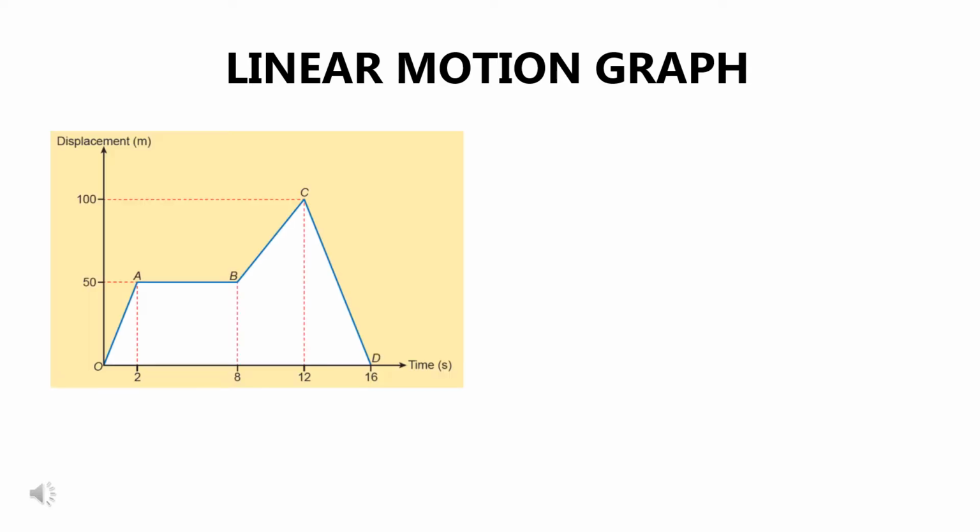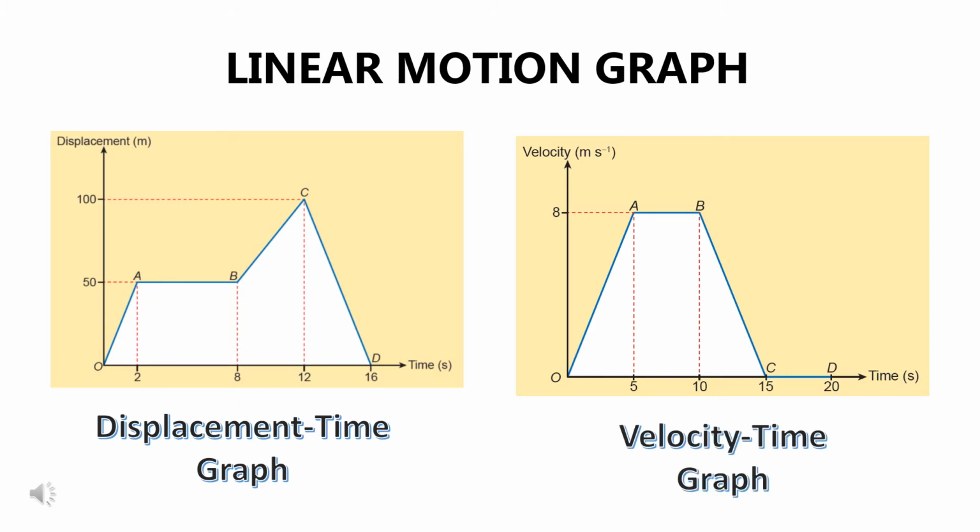Sometimes, it is difficult for us to explain motion in words. Therefore, we can use graphs to explain the motion of an object in detail. Linear motion graphs are used to present information and data regarding a motion. There are two types of linear motion graphs: the displacement-time graph and the velocity-time graph.